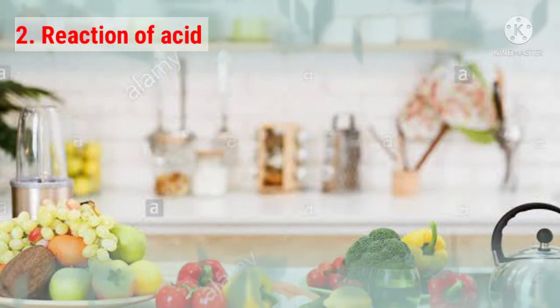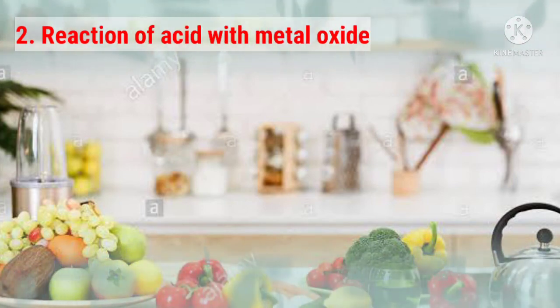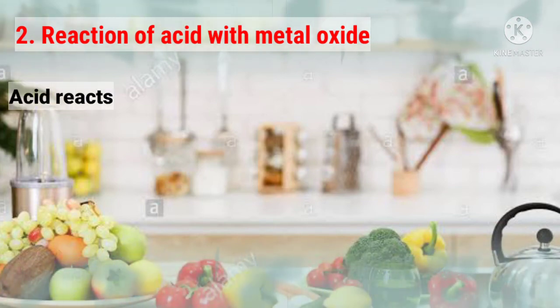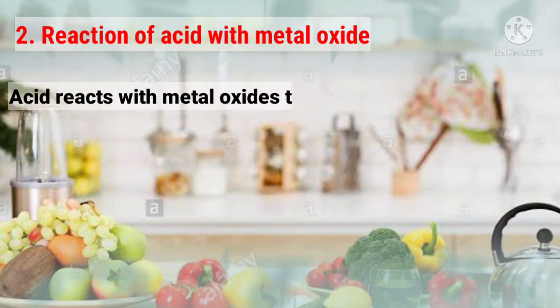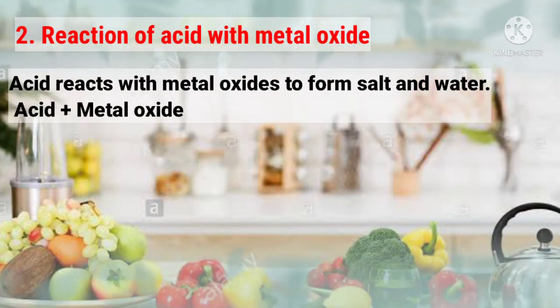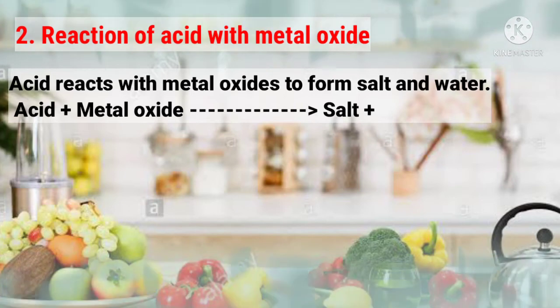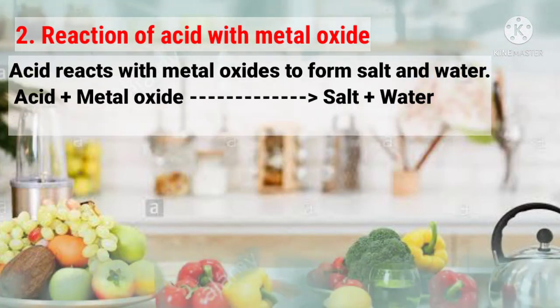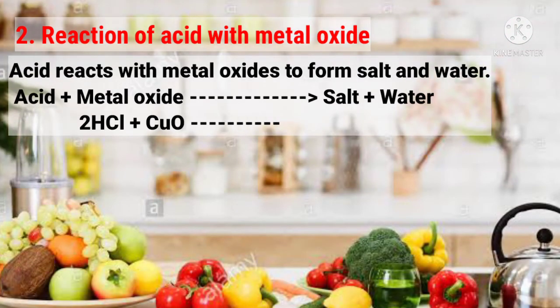The second property is the reaction of acid with metal oxide. When acid reacts with a metal oxide, it forms salt and water. Here I have considered an example. When hydrochloric acid reacts with copper oxide CuO, it converts into copper chloride CuCl2 and water.